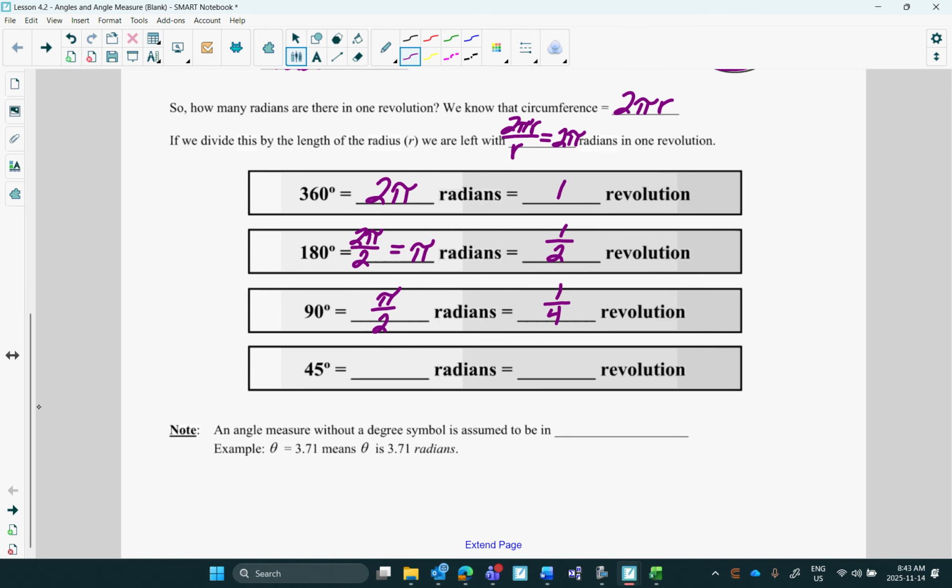And 45 degrees, wouldn't it be half of this? So I would do pi over 2 divided by 2, which is the same as pi over 2 times a half. Remember, dividing by 2 is the same as times a half. It's pi over 4. And that would be an eighth of a circle.